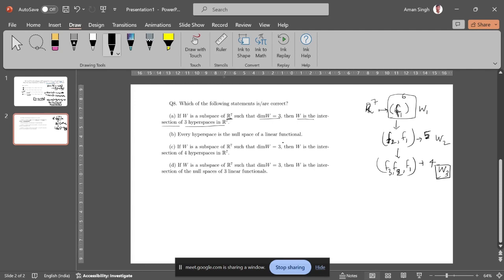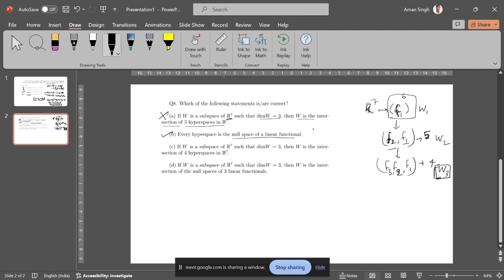It might happen that W1 equals W2 and W3. This will not happen if F1 and F2 are linearly independent. If F1, F2 are linearly independent, then the dimension will be one less each time. So the first option is incorrect. Every hypersurface is the null space of a linear functional. This is the definition from the class.